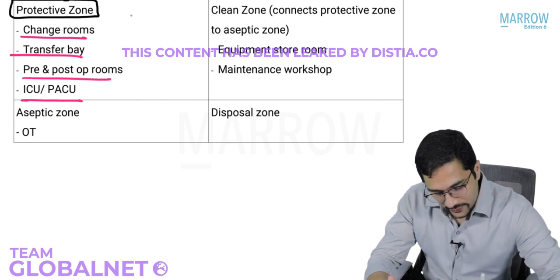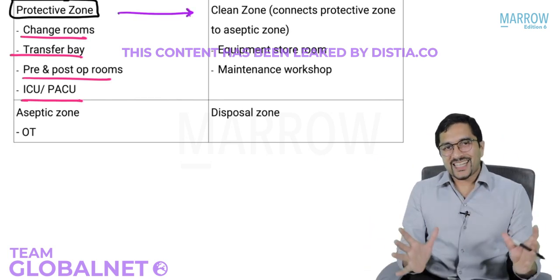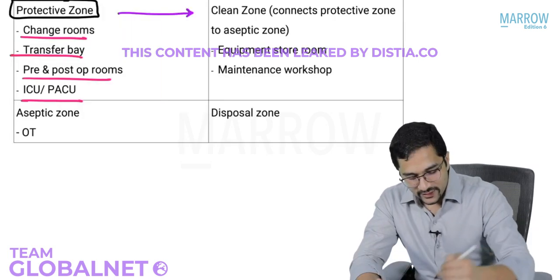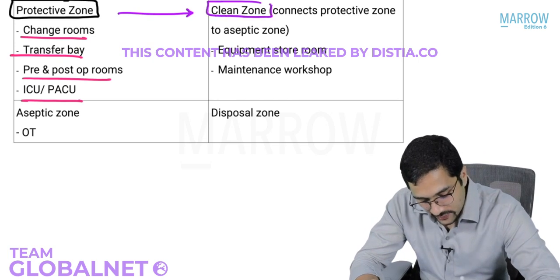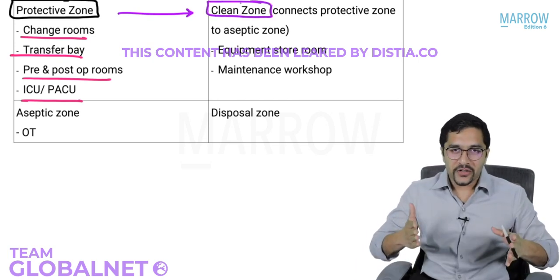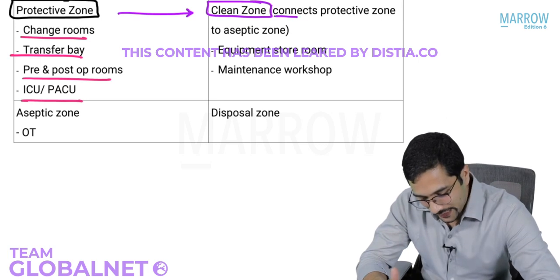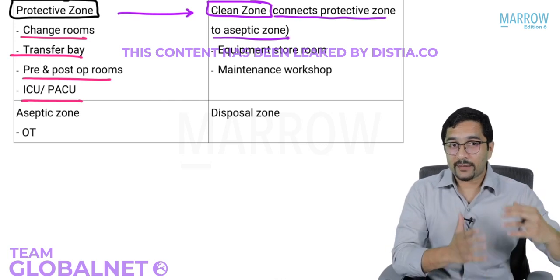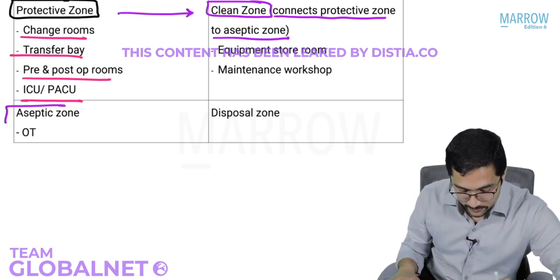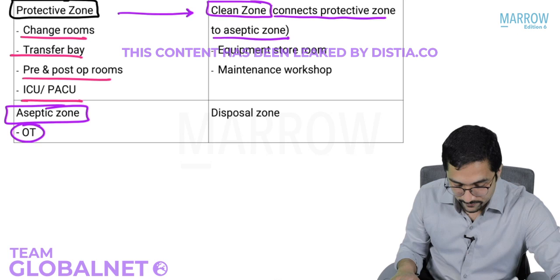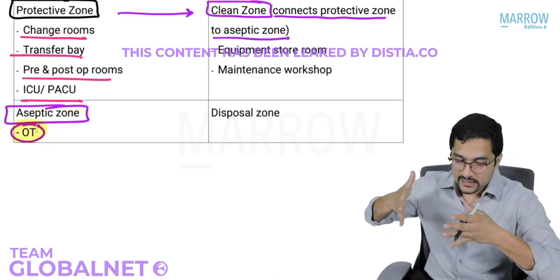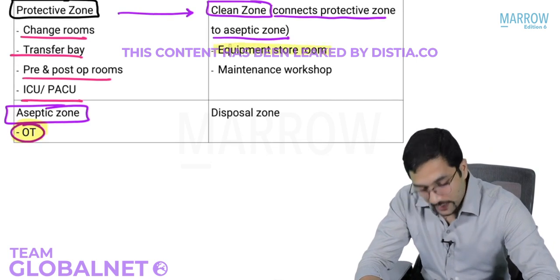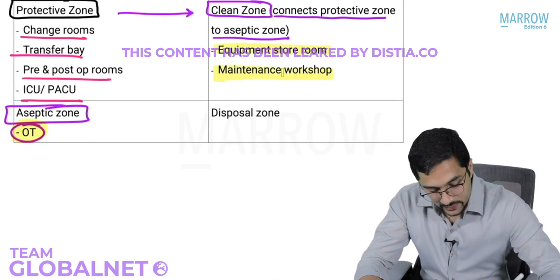The clean zone comes after that. Once you step out of the changing room, so this is me, I've worn my scrubs, come out of the changing room, I come into the clean zone, right? Now this clean zone is the corridor which connects the protective zone to the aseptic zone. Which is the aseptic zone? The aseptic zone is the actual theatre, the OT. So this corridor which connects the protective to the aseptic zone is known as the clean zone, and this is where you have your equipment storage room and your maintenance workshop.